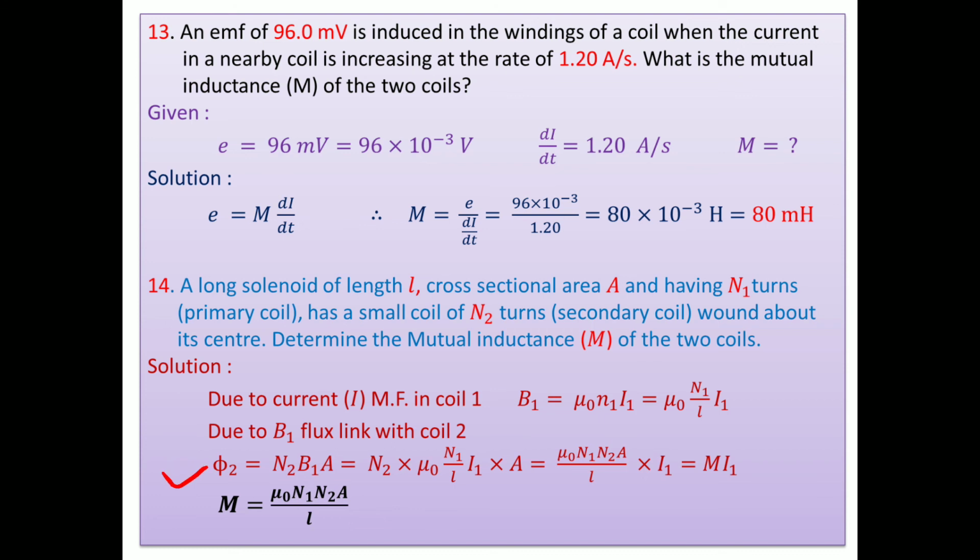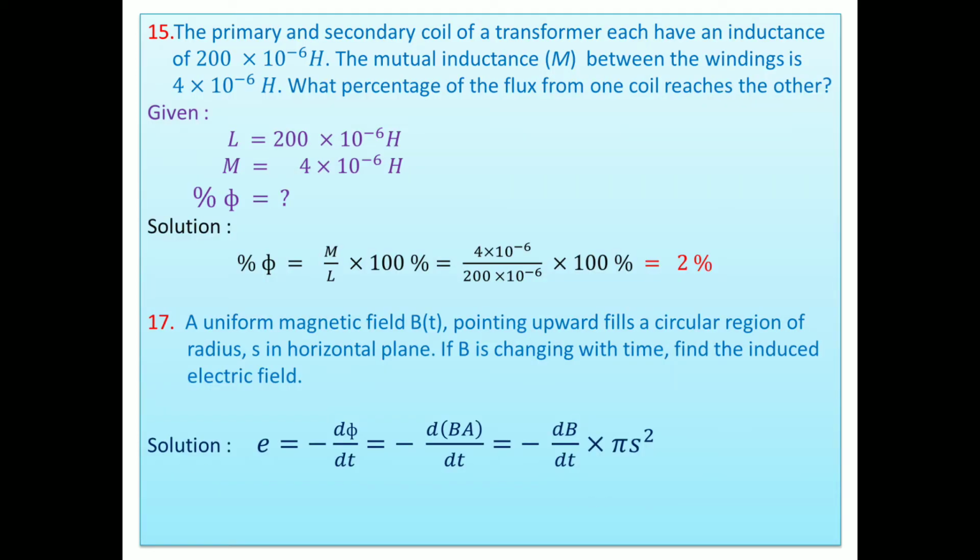Okay, here comparing, you can take phi 2 equal to this much into length, so you can take directly. Here current is there and M is there, so you can take M equal to mu 0 N1 N2 A upon I. This is your final answer. Theoretical numerical is that. Thereafter we go through another numerical.